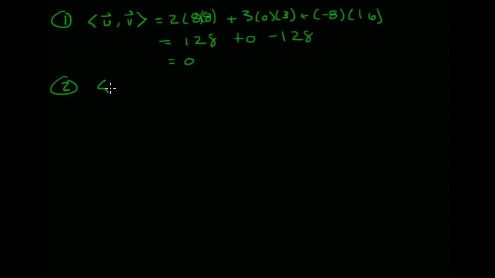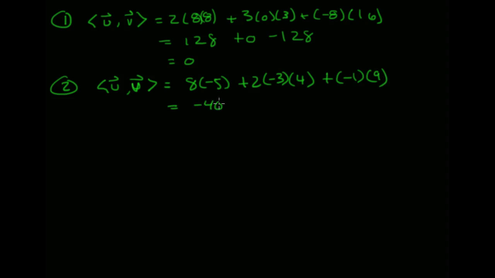Number 2, we have the inner product of u and v. So let's take 8 times negative 5 plus 2 times negative 3 times 4 plus negative 1 times 9. This is going to be negative 40, this is going to be negative 24, and this becomes negative 9. So the whole inner product there is negative 73. Let's take a look at number 3.